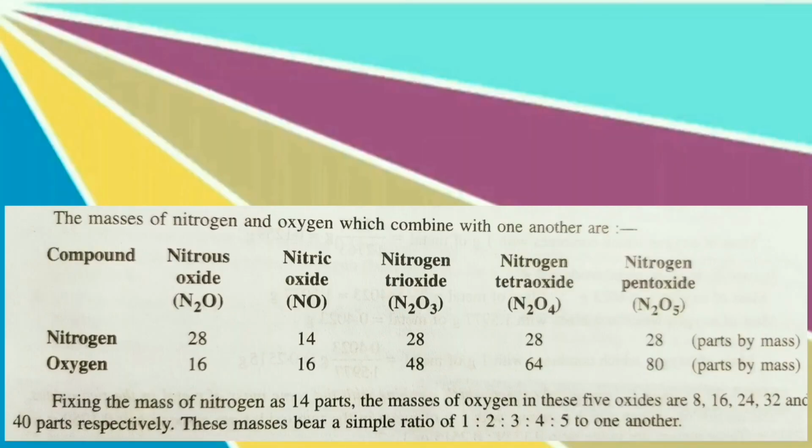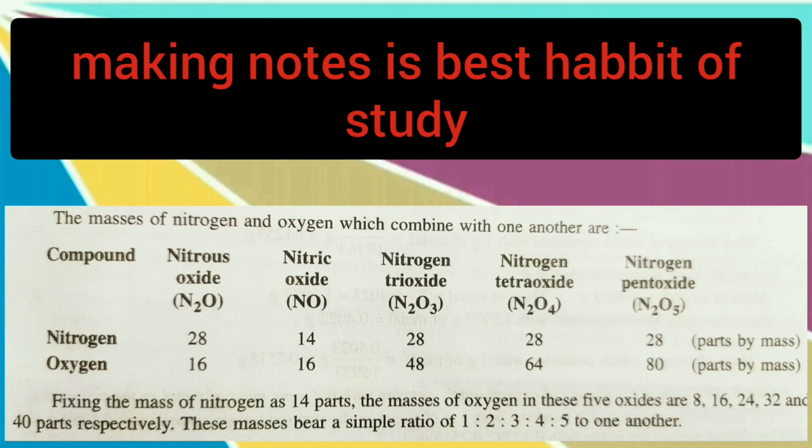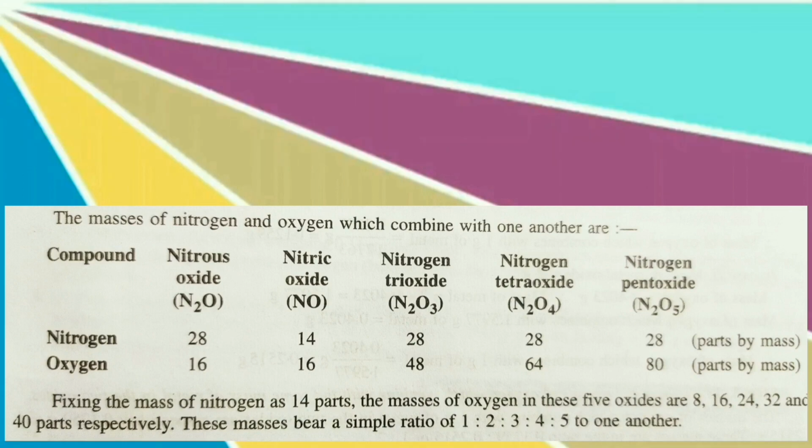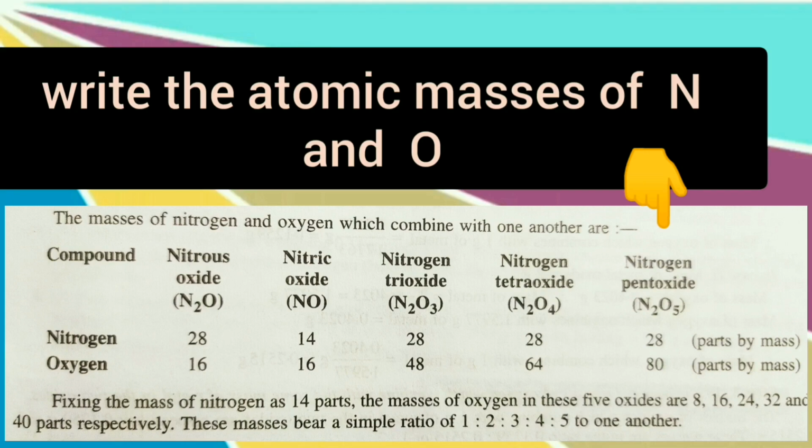Like if we take the compounds of nitrogen and oxygen, there are many compounds. Nitrogen and oxygen form nitrous oxide, N2O, nitric oxide, NO, nitrogen trioxide, N2O3, nitrogen tetraoxide, N2O4, and nitrogen pentoxide, N2O5. Now write down the parts by mass.